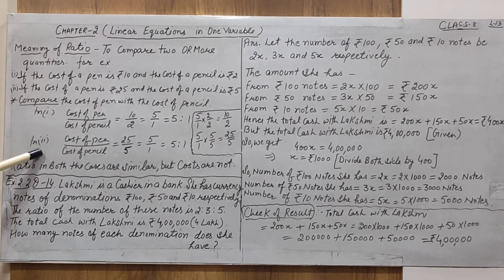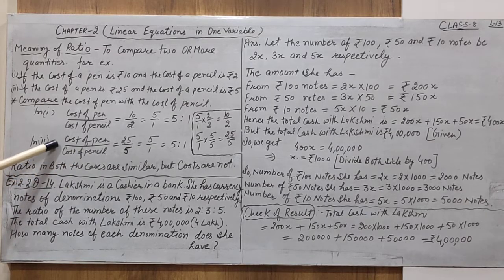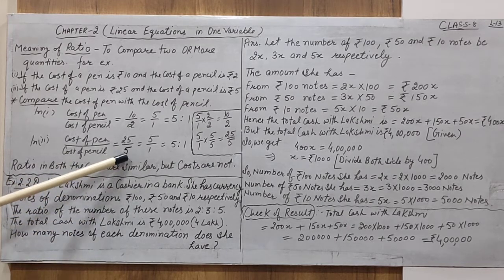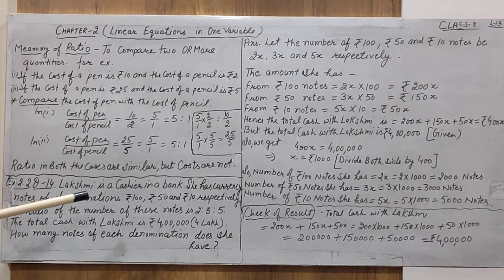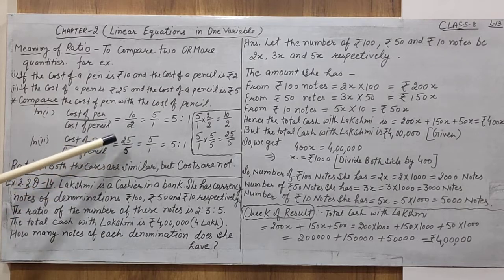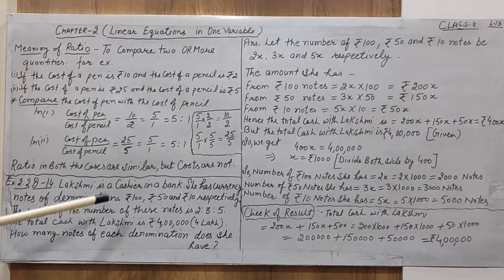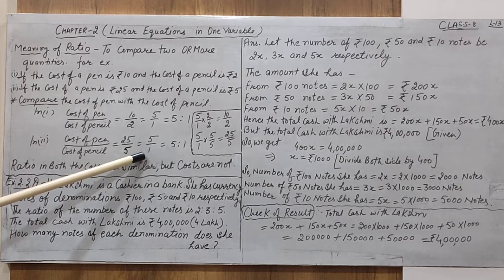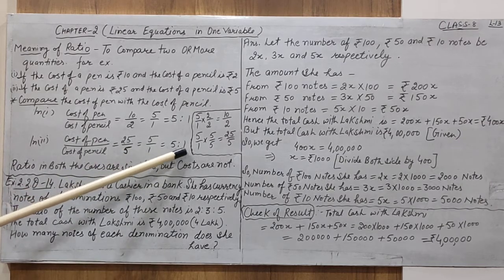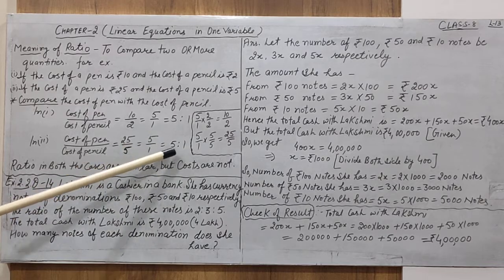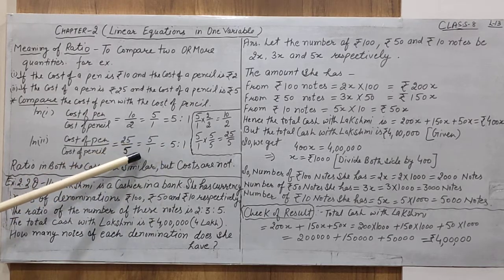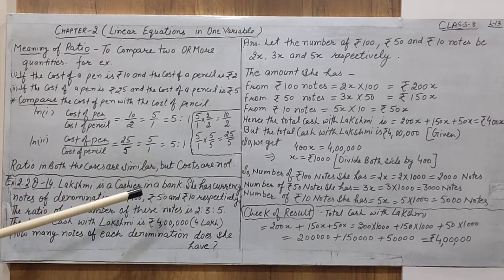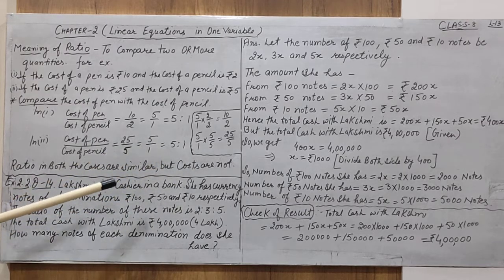So the cost of pen and the cost of pencil is written, cost of pen in the numerator and cost of pencil in the denominator. Cost of pen is 25 and cost of pencil is 5. Because both numbers can be divided by 5, we divide the numerator and the denominator by 5. What is the result? 5 divided by 1, which is equal to 5:1. We can write this in the form of the ratio, numerator to the denominator. This is the comparison between two numbers.